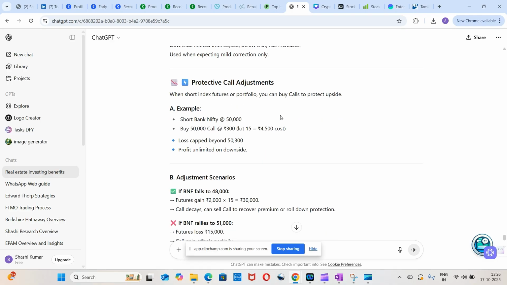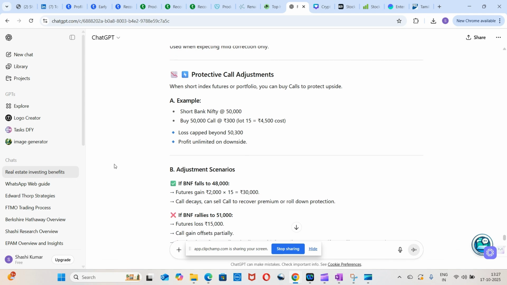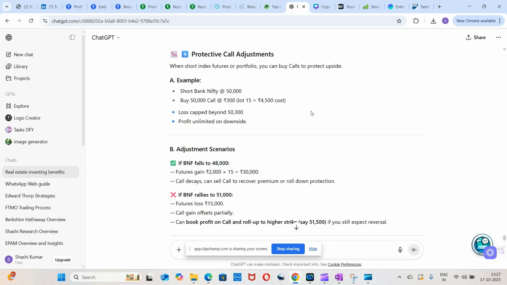Okay. So now coming to the protective call. Protective call is exactly the opposite of protective put. So you short the index future, and you buy a call to protect from the upside risk. Example: you short Bank Nifty at 50,000 and you buy a 50,000 call. Loss is capped beyond 50,300. Profit is unlimited on the downside. So you have unlimited profit and capped loss. That's the main beauty of this particular strategy.